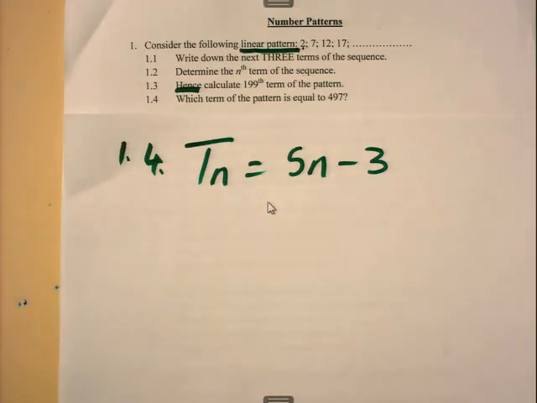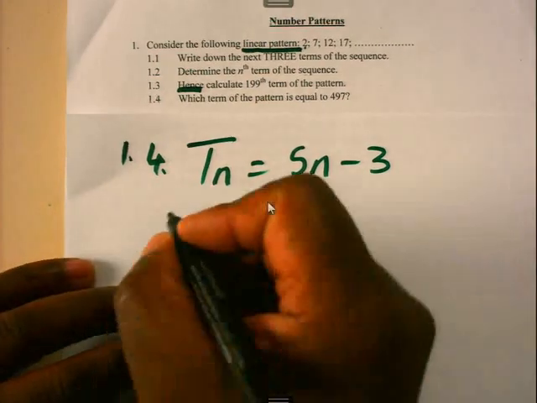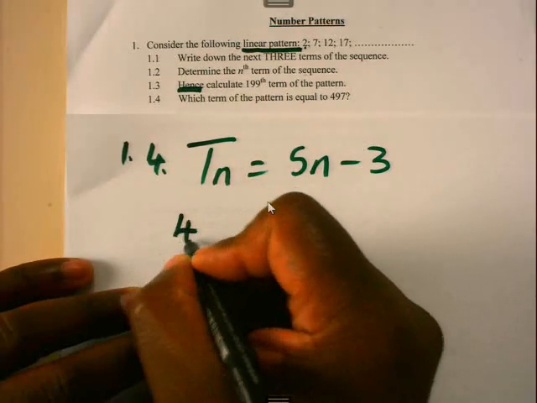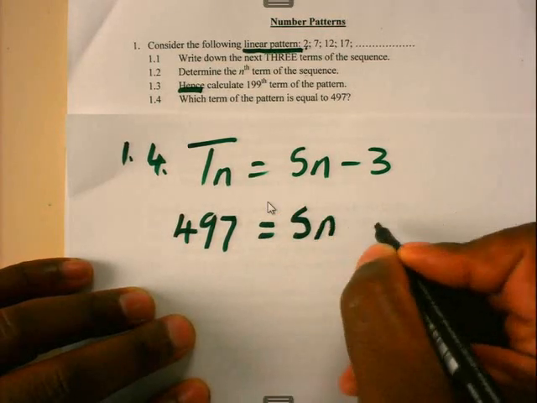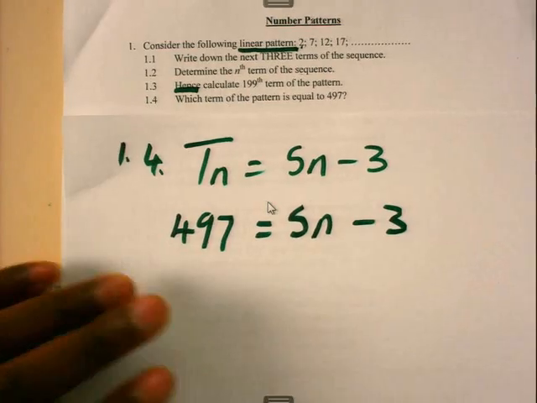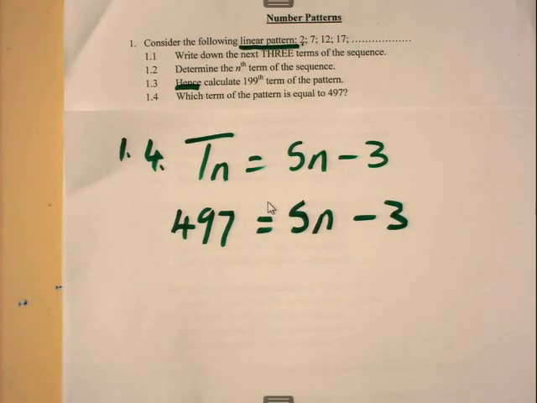That's why we substitute n by 199. So in 1.4, which term of the pattern is equal to 497? We need to determine the value of n. We've got the value of the term, 497, but we don't know its position. So this is how we solve the problem. 497 is equal to 5n minus 3. So we need to solve for n.